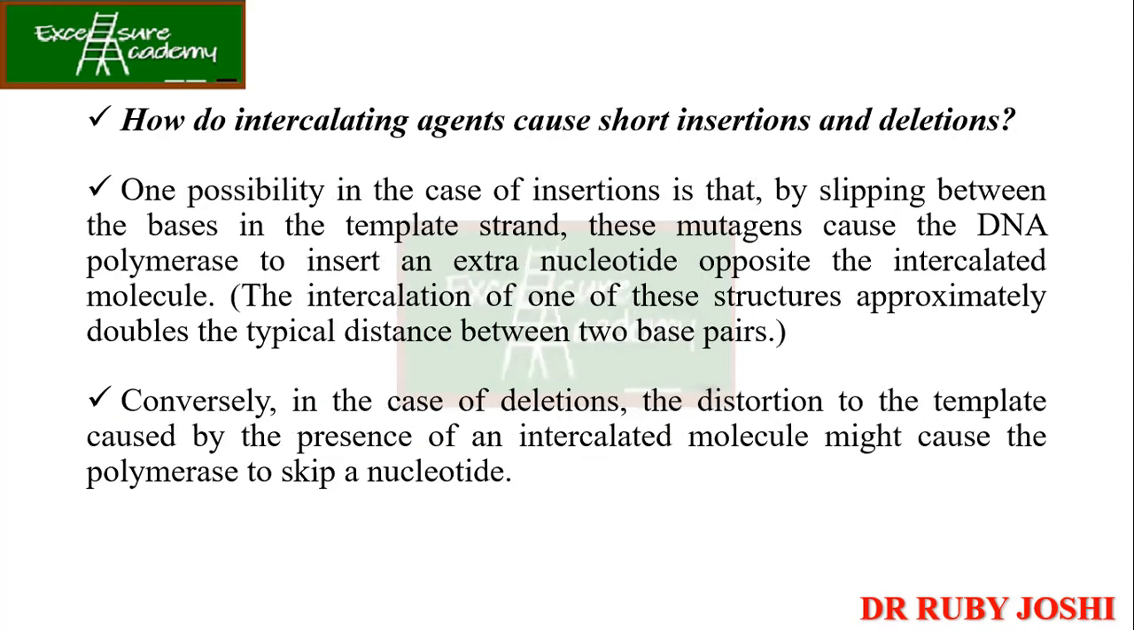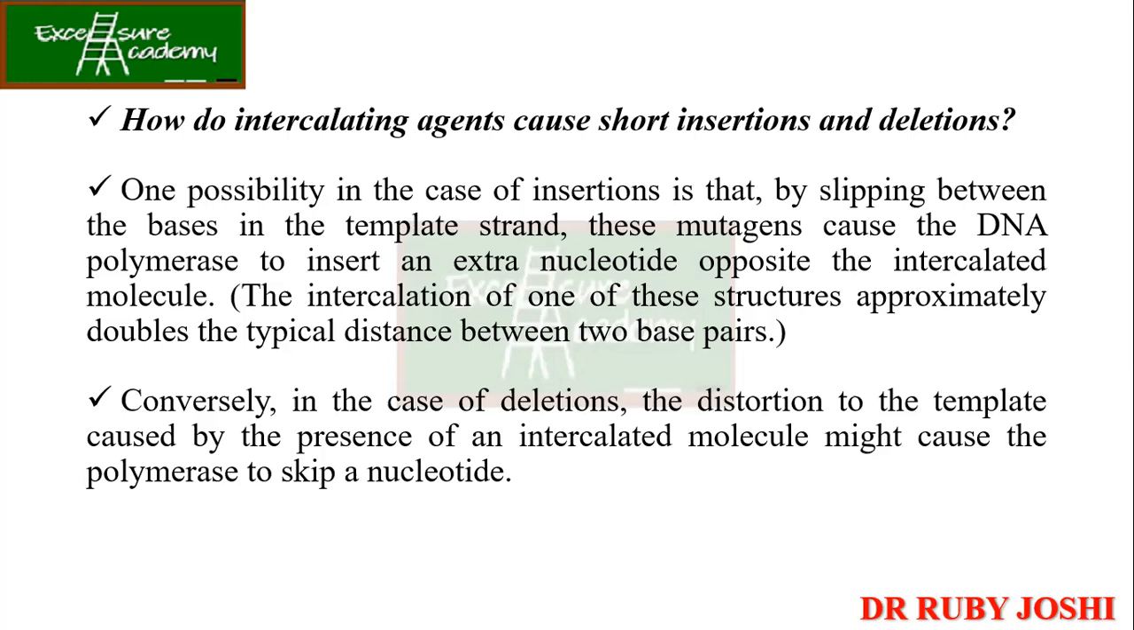Now how do intercalating agents cause short insertions and deletions? So what happens is once they get slipped between the bases in the template strand, these mutagens cause the DNA polymerase to insert an extra nucleotide opposite the intercalated molecule. अब जब extra हो जाएगा तो क्या होगा? So in the next case, it is going to have the miss, यानी कि वहाँ पे deleted portion रहेगा.